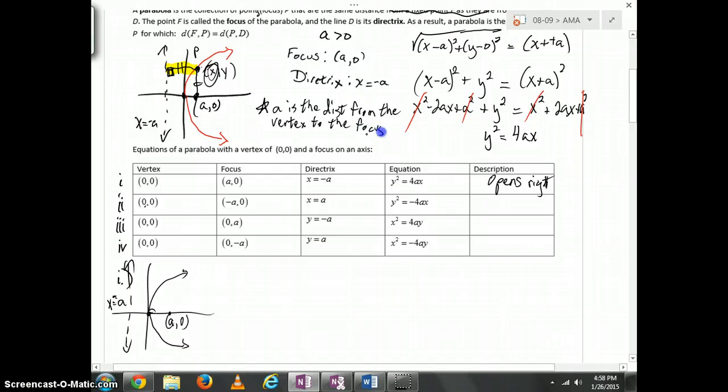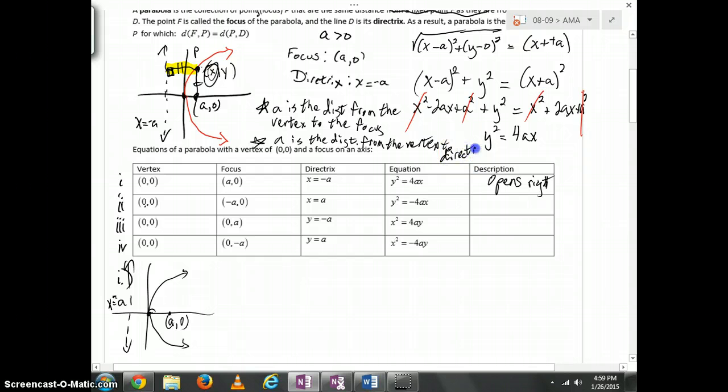Similarly, we could also think of that as A is the distance from the vertex to the directrix. Both of these statements are true. So that's going to help us in the future.